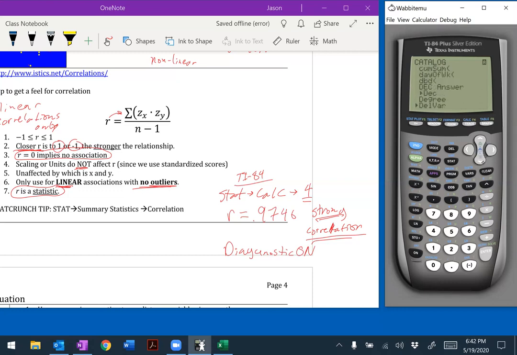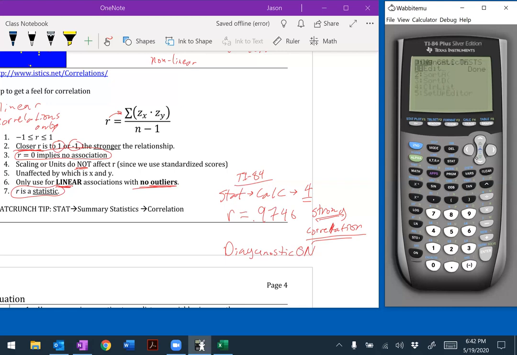A lot of C's. Okay, there we go. And do you see that right there? Diagnostic on. And then you turn diagnostic on. Boom. And you hit enter and it's done. And it's done forever. You never have to do that again.